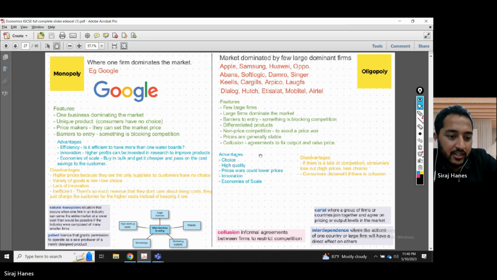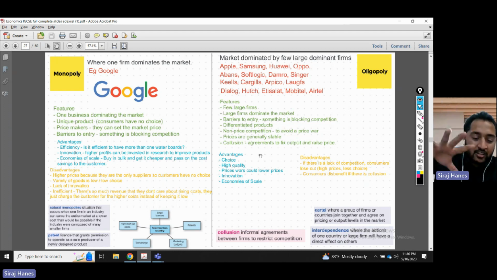Advantages, though, efficiency. It's good because Google has so many things. Google Maps, all of it. They're efficient because they have the money to stay efficient. They're big. They're dominating the market. Innovation, they're innovating in so many different ways. Economies of scale, because they can get a lot of things in bulk and they can get a lot of things cheaper. If they get a lot of things cheaper, they can pass on that cost to customers and say, you know what, we got this cheaper, so we're reducing the price for you.